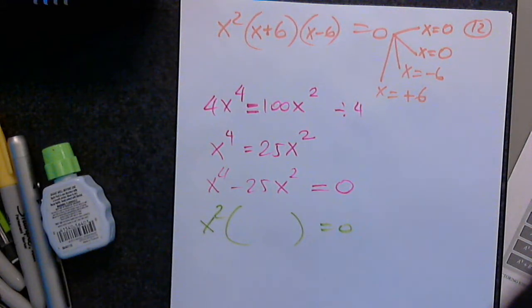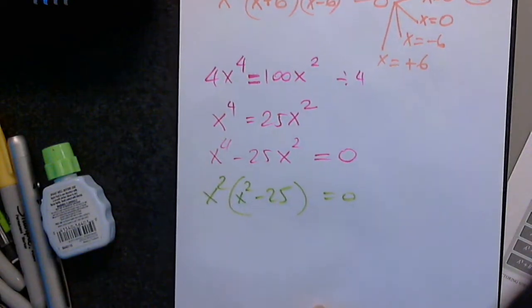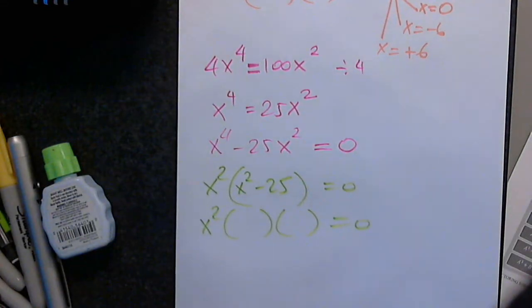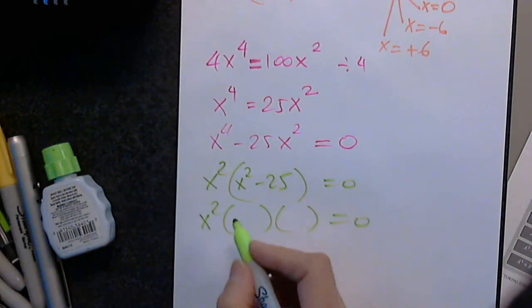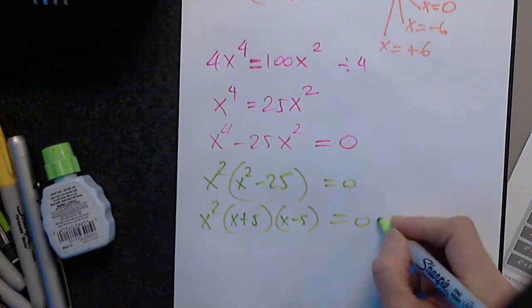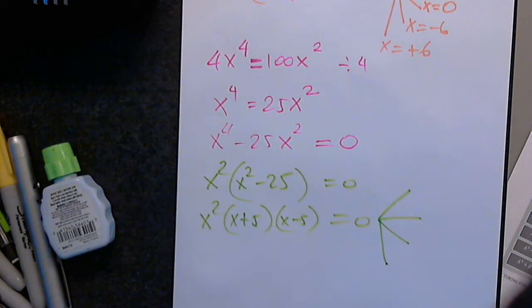X squared minus 25. So then x squared, and then x minus 5, x plus 5. Yes, in any order, you're right. But I need how many solutions again? 4. Yes. And what are they?